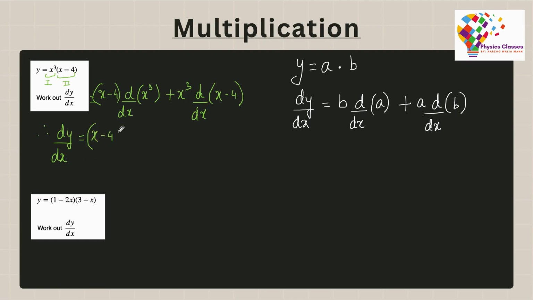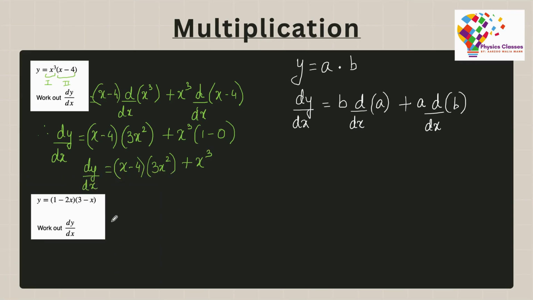We can also look at another situation here just to be clear with the multiplication formula. So here I have my two functions, 1 minus 2x and 3 minus x. So first I keep the second function, that is 3 minus x, as constant, and I take the derivative of 1 minus 2x. Then I keep the first function, that is 1 minus 2x, as constant, and I take the derivative of 3 minus x.